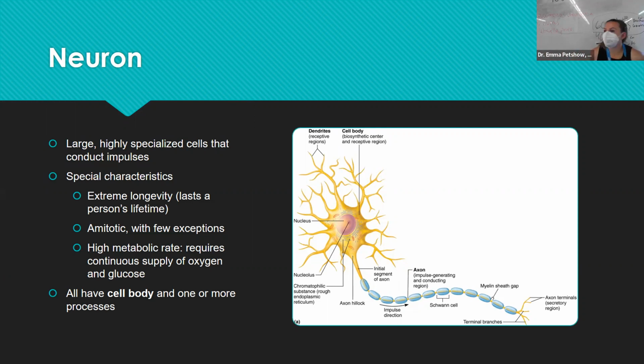For the most part, they're amitotic, which means that they're not mitotic. They're not going to self-divide for the most part. There are a few exceptions, but that's why they last your whole life, because they're not undergoing typical cell division. They do have a high metabolic rate. So they require a continuous supply of oxygen and glucose, which is why, when we have a hypoxic state or a hypoglycemic state, our body prioritizes getting glucose and oxygen to the brain, because we need our neurons to have those components of life. And they're all typically going to have one cell body and one or more processes, which we'll look at here.